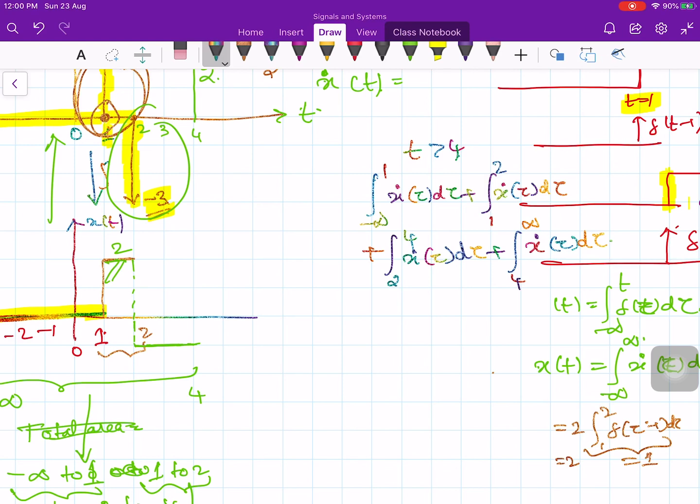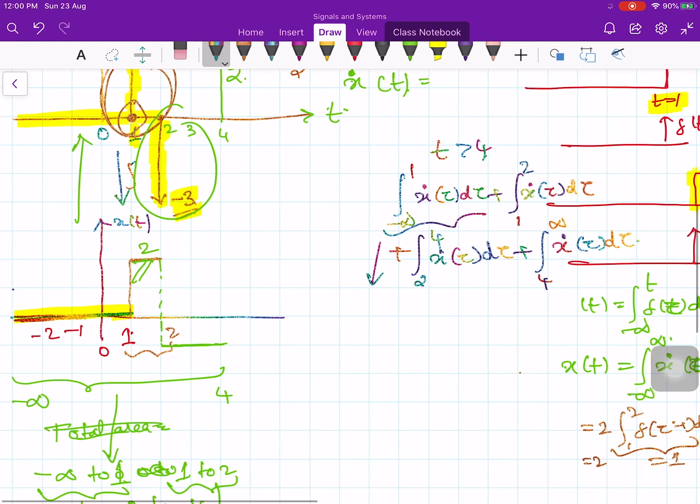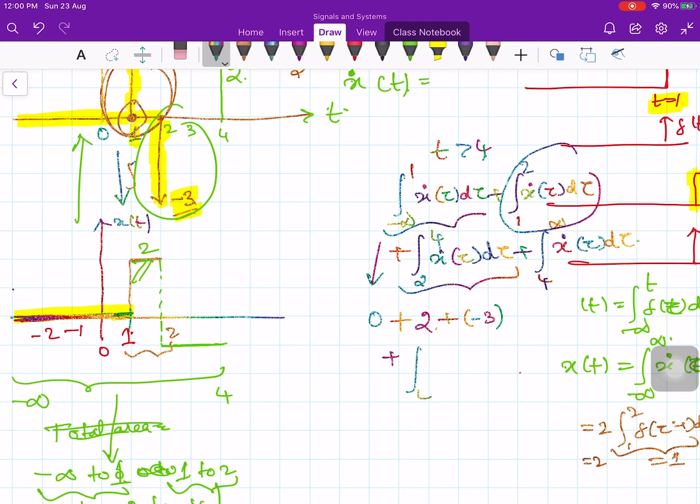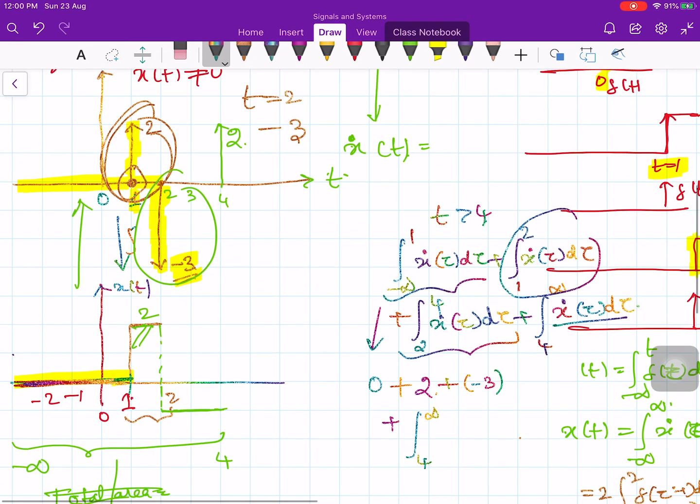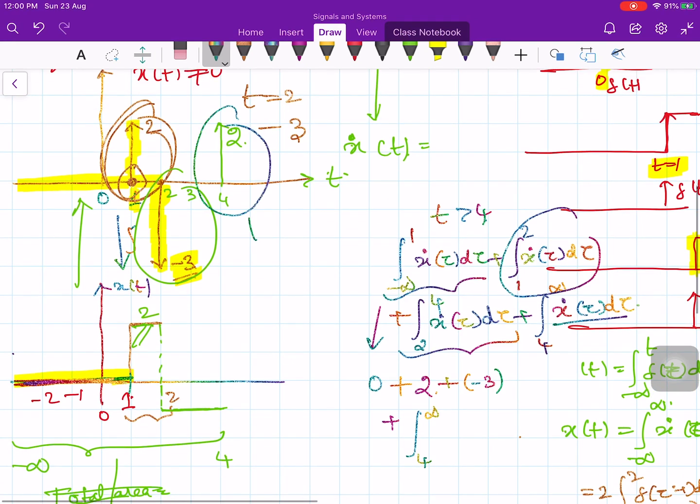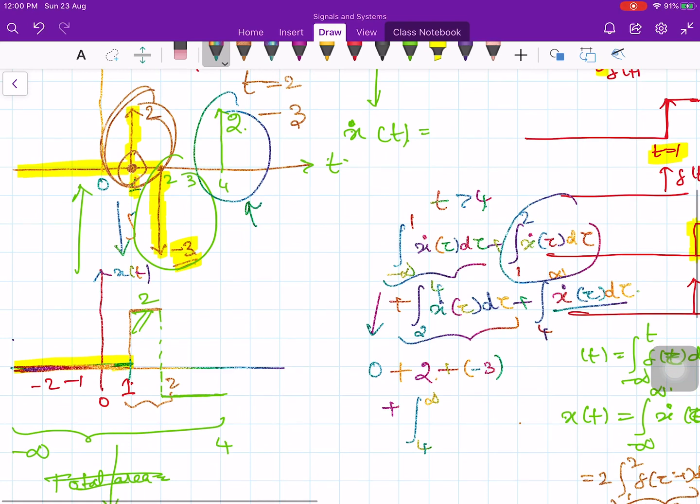And anyway this first one is going to give 0, because if you look at the figure up to 1, the derivative is 0. The second integral we found is going to be 2 units. Then the third integral we found is minus 3 units, and the last integral is 4 to infinity x dot of tau d tau. In that case it includes this unit impulse function, 2 times that impulse function.